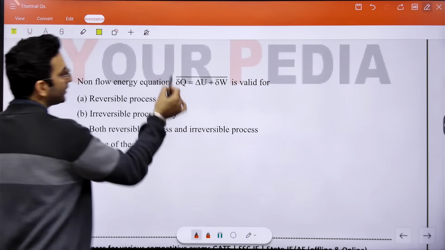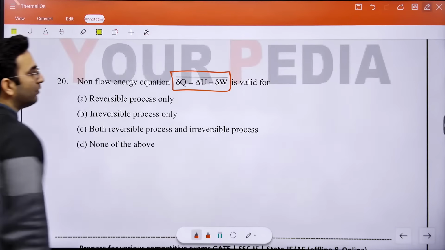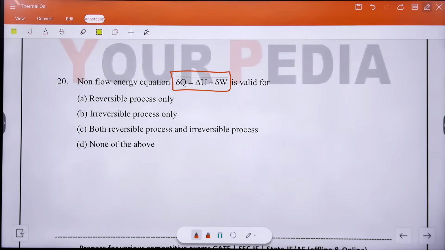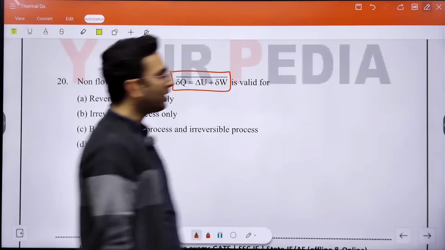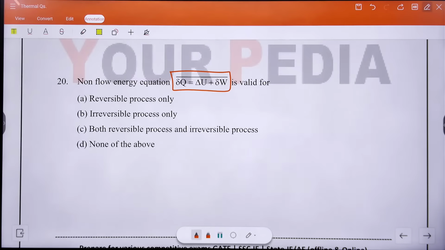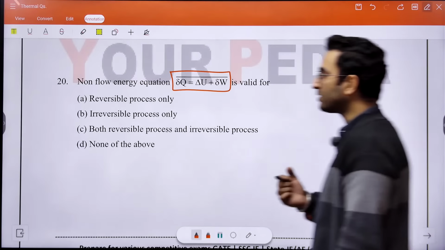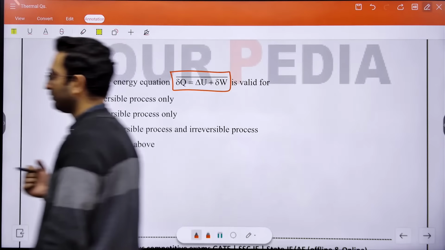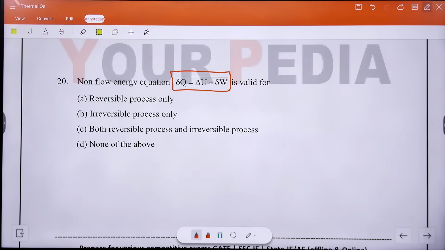Non-flow energy equation dq equal to du plus dw. It is valid for? Yes, tell me now the answer. It is applicable for the reversible, irreversible process. What can be the answer in this case? Option number C. Yeah, option number C.